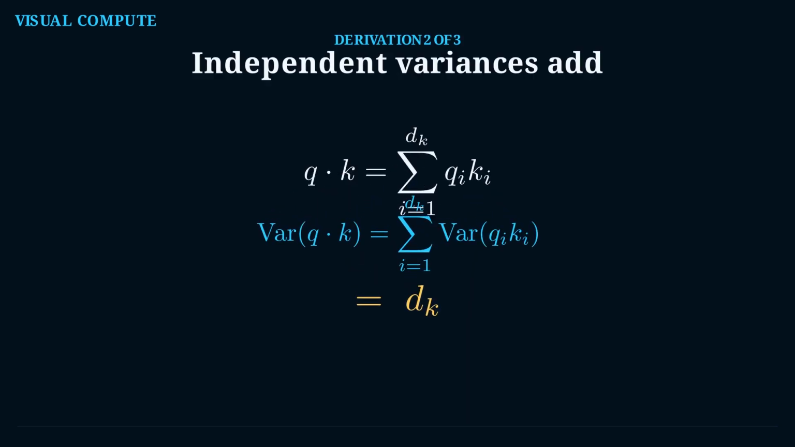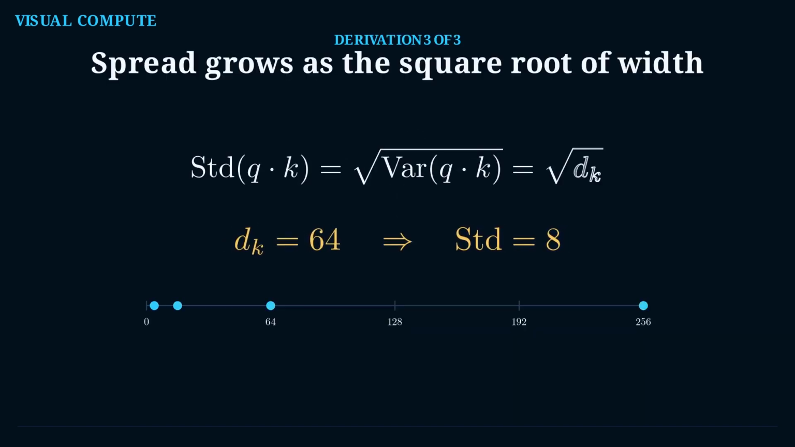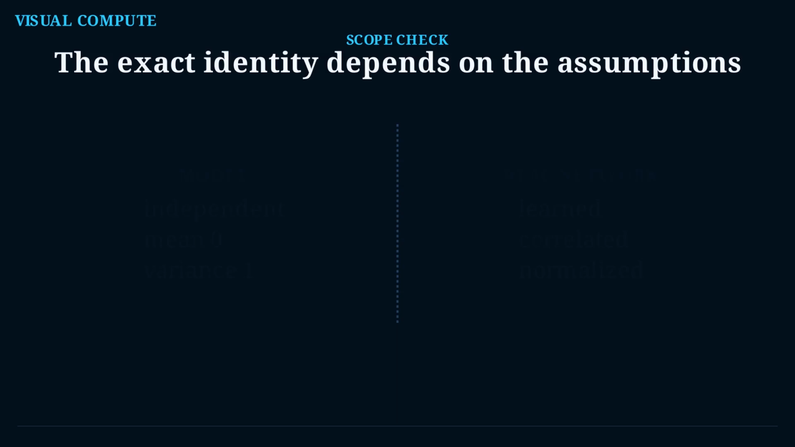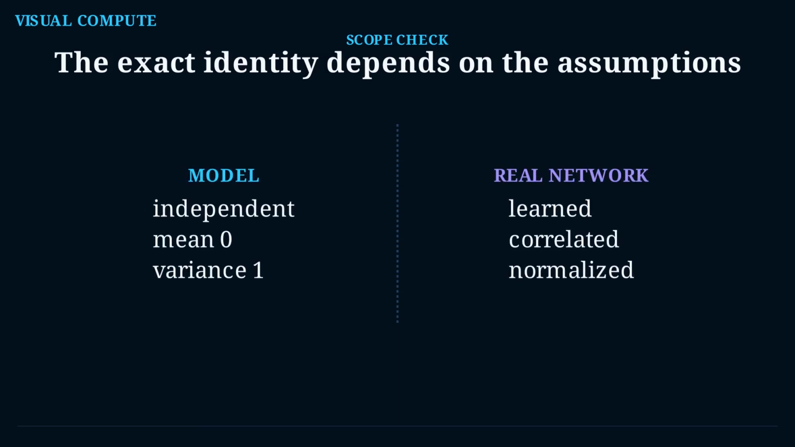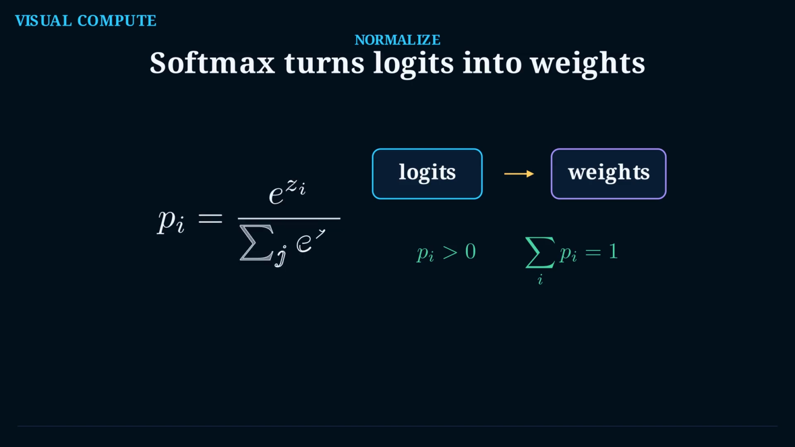Under the same independence assumptions, variances add. 1 plus 1, d_k times, gives variance d_k. Standard deviation is the square root of variance, therefore the typical spread of an unscaled dot product is the square root of d_k. At width 64, the standard deviation is 8, not 1. If components are correlated, shifted, or differently scaled, this exact derivation changes. The point is narrower. With a common initialization style, wider query and key vectors naturally produce wider raw attention logits. Those logits go into softmax.